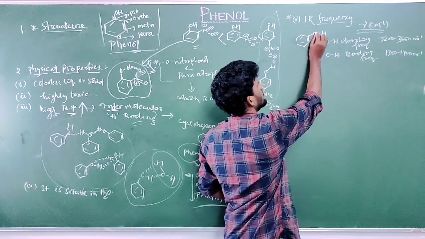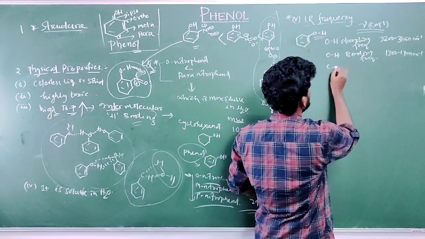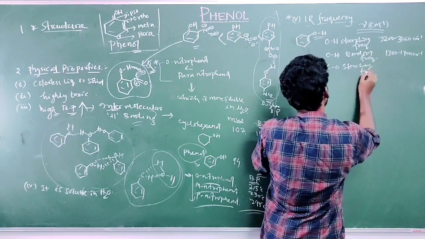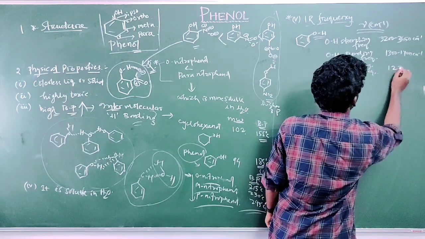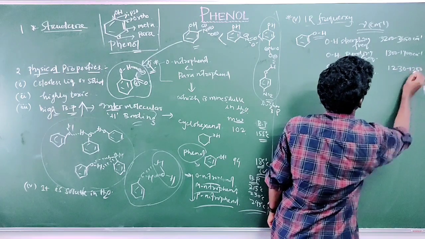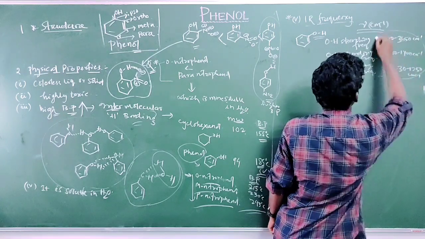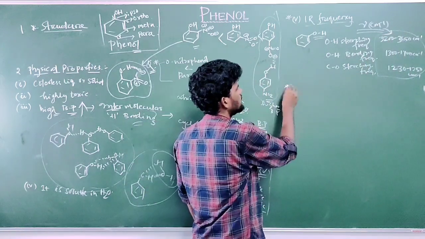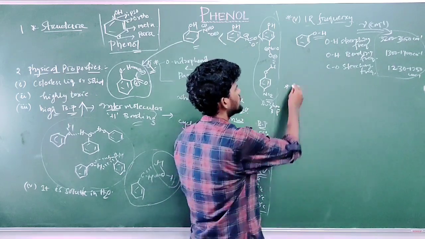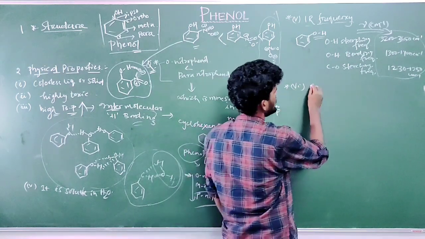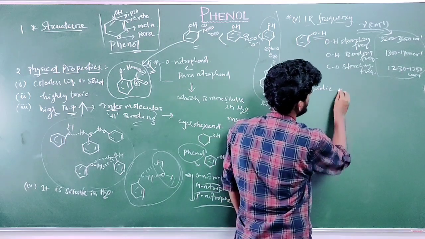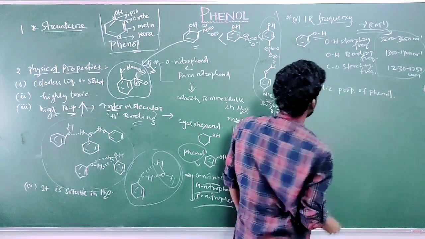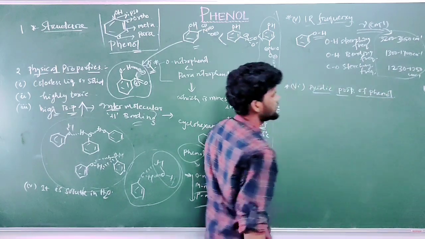And for the carbon oxygen single bond, the carbon oxygen stretching frequency will be around 1230 to 1250 centimeter inverse. These are the frequency values; you have to remember them. Now come to point number six of the physical properties of phenol, that is acidic properties. The question is asked often from this property, acidic properties of phenol.